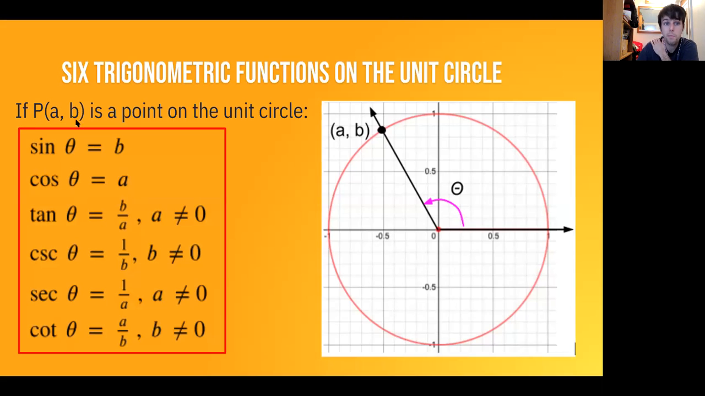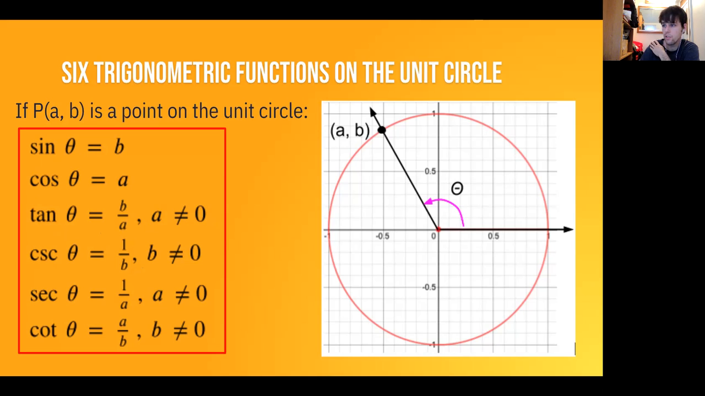So if we have a point A, B on the unit circle, we define our trig functions in this way. Sine of the angle is equal to B, the y coordinate. The cosine of the angle is equal to A, the x coordinate. Tangent is equal to B over A, the y coordinate divided by the x coordinate. For this to be defined, the A value cannot be equal to 0 because we would divide by 0.